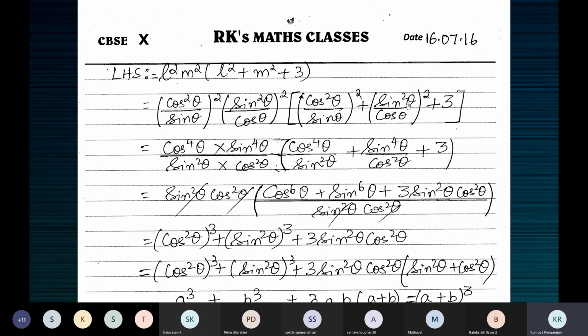Into, coming inside the bracket, L square, same thing, L square plus M square plus 3. Here the difference is with the sign. Outside it is multiplication, L square into M square. Inside the bracket it is L square plus M square plus 3. Now see, already everything is cos and sin, so nothing more. In the bracket, since we have plus signs, we'll take the common denominator and simplify the terms in the bracket. So the common denominator is sin square theta cos square theta.